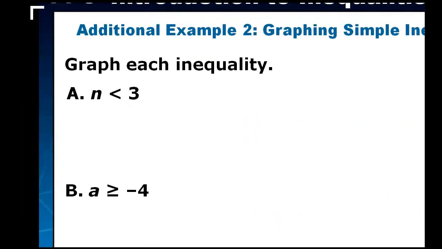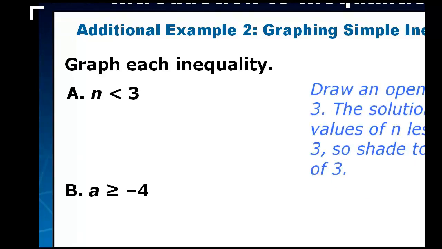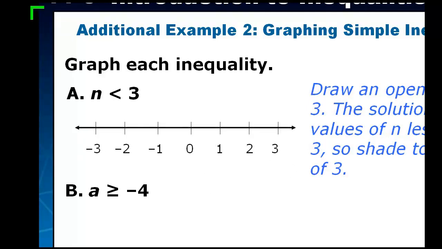More examples. Now we come to graph the inequality, okay? So let's graph sample inequalities. If I have n smaller than 3, so draw an open circle at 3. The solutions are values of n less than 3. So shade to the left of 3. I have here the number line. I will come to 3 and make an open circle.